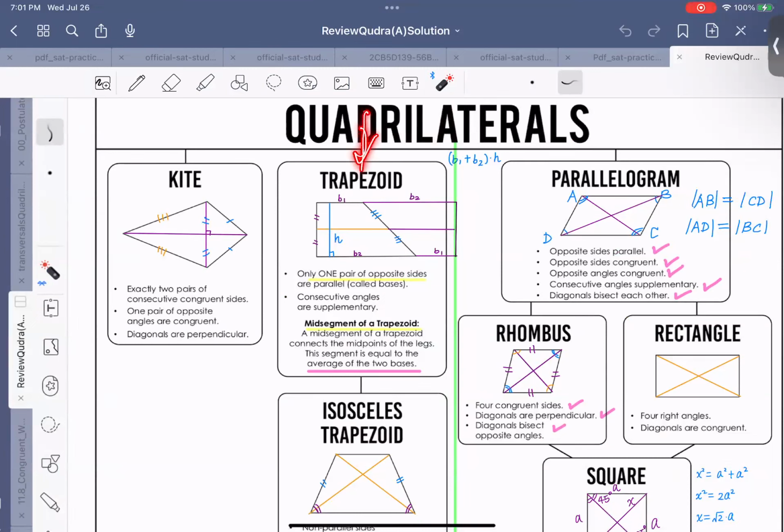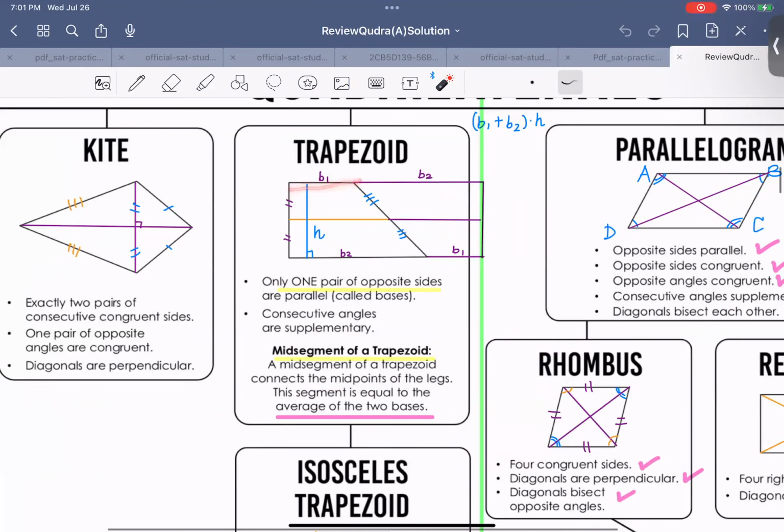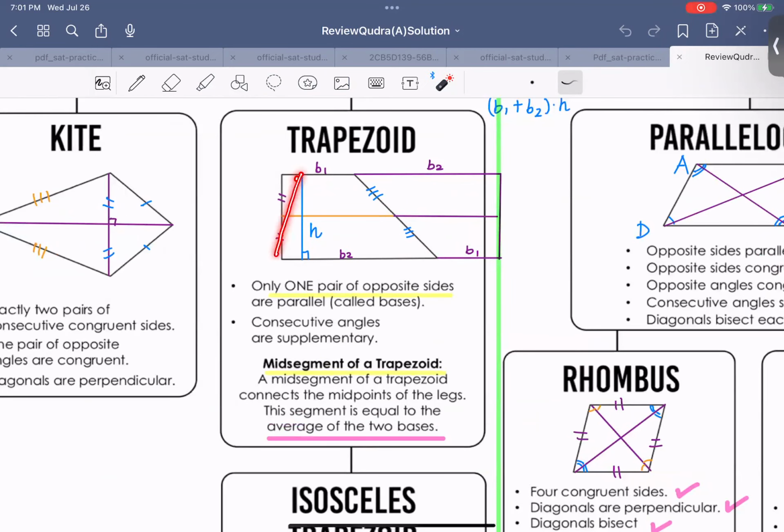So this column is going to be the trapezoid. Draw this: you have one pair of lines which is parallel, but this is not parallel. You don't have to make this 90 degrees. For a trapezoid, this side could be like this, so you don't need to draw this part perpendicular. This is a trapezoid. You have one pair parallel and the other pair not parallel.